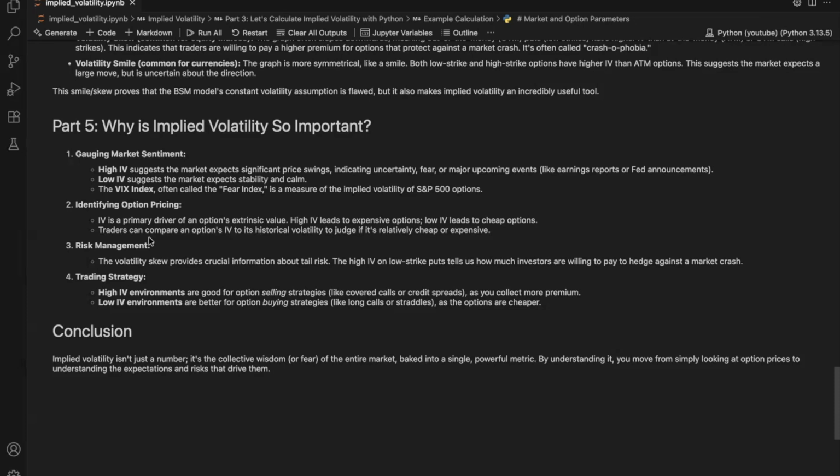So implied volatility is much more than just a number. It's the market's collective forecast, a measure of fear, and a guide to an option's price, all rolled into one. By understanding it, you can start to see the expectations and risks that truly drive the market.